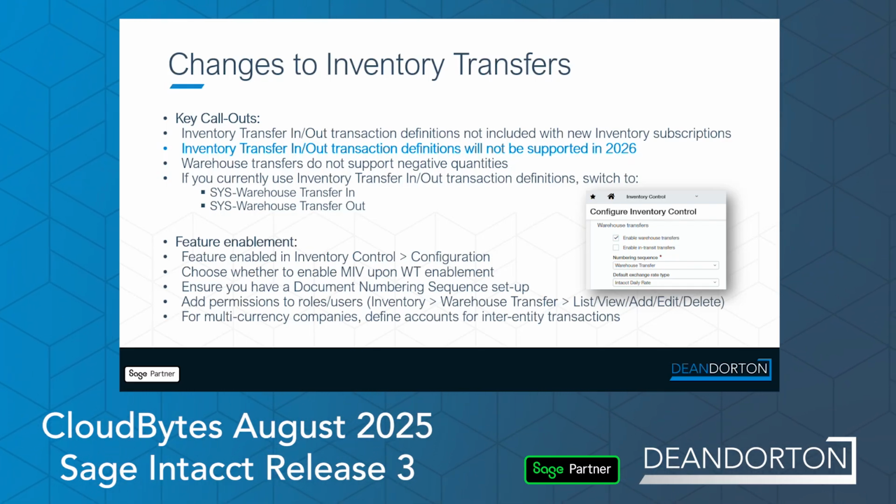Feature enablement, it's enabled in inventory control configuration. There's also an optional third transaction definition for warehouse in transit, if you want to enable it. Admin will be prompted to enable certain things if they choose to do so. So that is, again, something we can help you with if you've got questions on it.